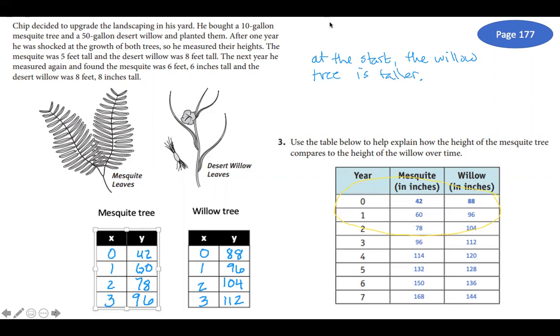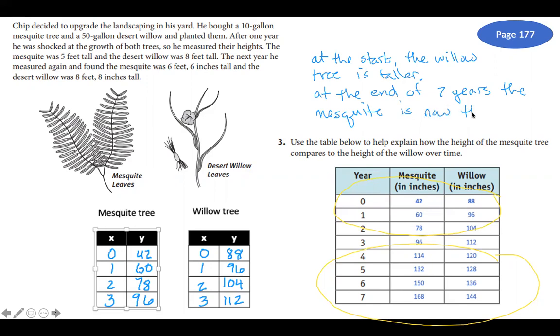And then look down here at the bottom. Let's look at the bottom of it now. So after 7 years of constant growth, the mesquite tree is 168 inches and the willow tree is 144. So at the end of 7 years, the mesquite is now the taller tree.